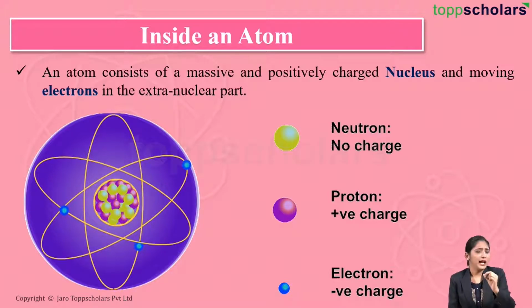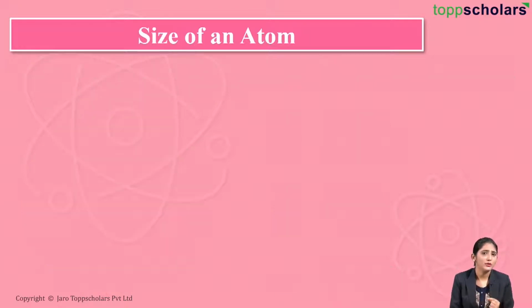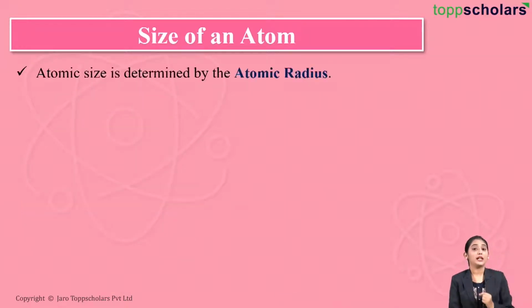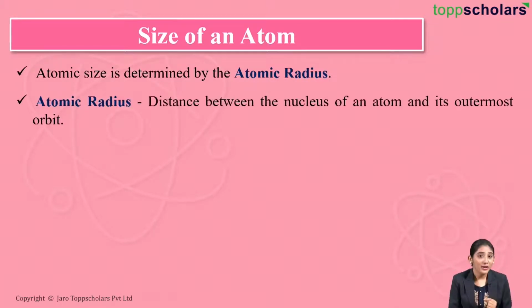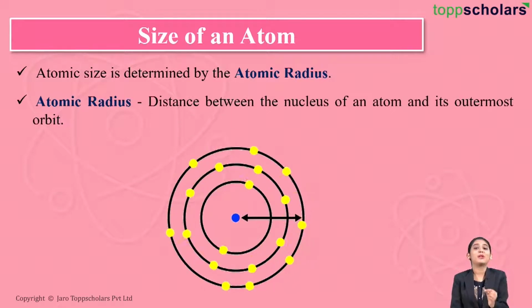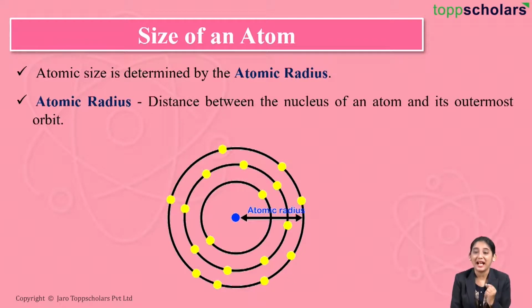But friends, the atom is very small, right? That is, you cannot see an atom with your naked eye. So, how do you actually determine the size of an atom? The size of an atom is determined by the atomic radius. And what is atomic radius, friends? Atomic radius is the distance between the nucleus of an atom and its outermost orbit.